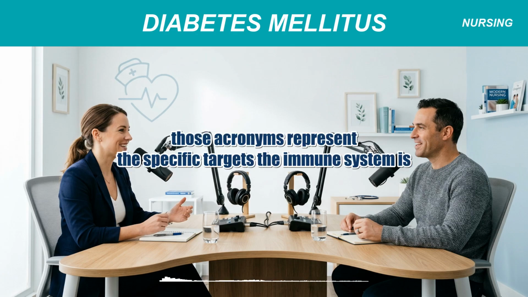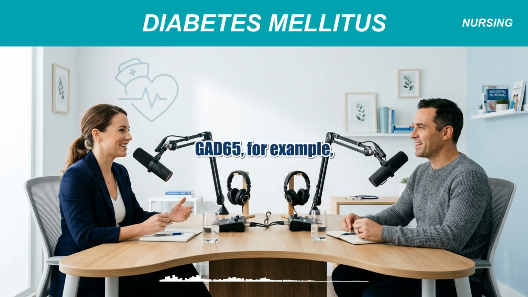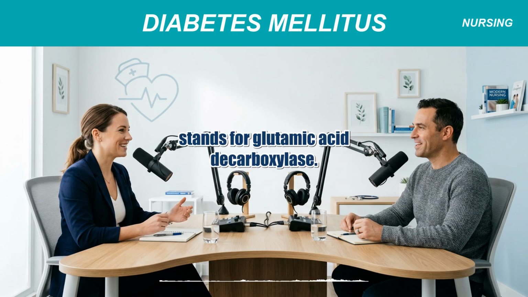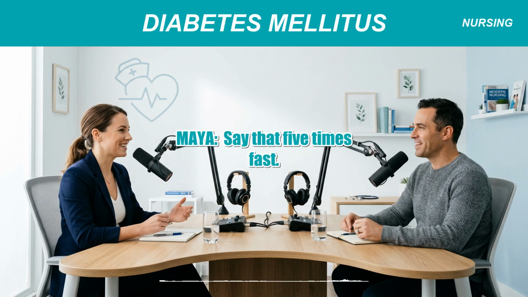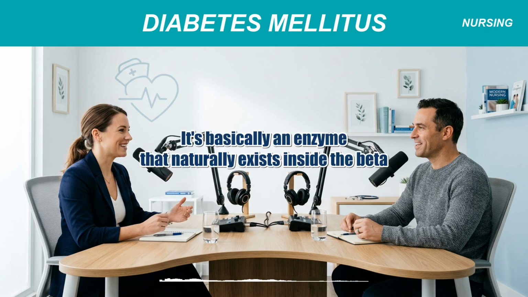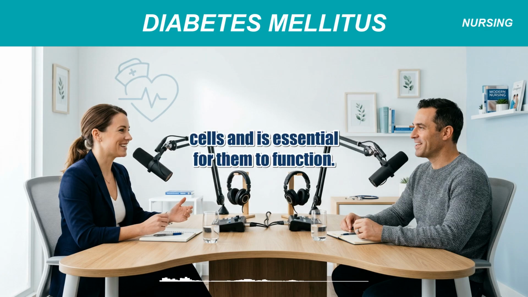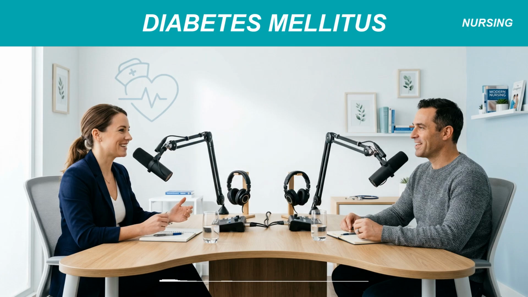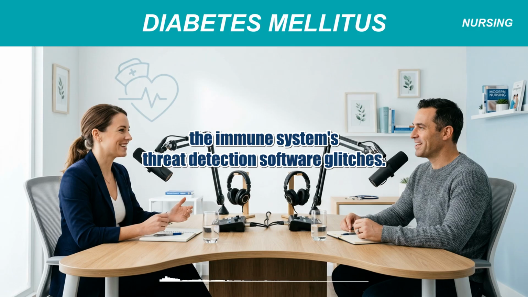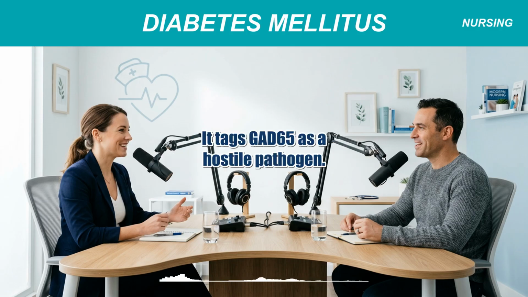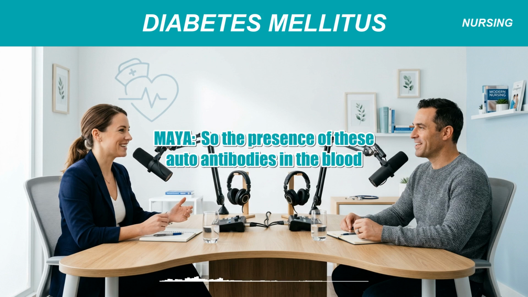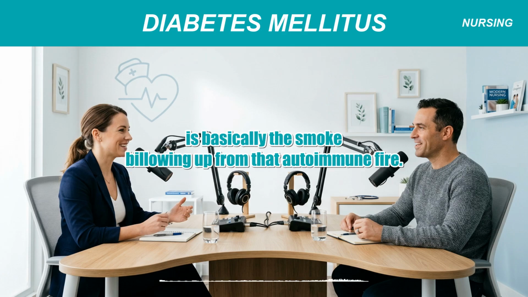Well, those acronyms represent the specific targets the immune system is attacking. GAD65, for example, stands for glutamic acid decarboxylase. Say that 5 times fast. Right. It's basically an enzyme that naturally exists inside the beta cells and is essential for them to function. But in a type 1 patient, the immune system's threat detection software glitches. It tags GAD65 as a hostile pathogen. So the presence of these autoantibodies in the blood is basically the smoke billowing up from that autoimmune fire.